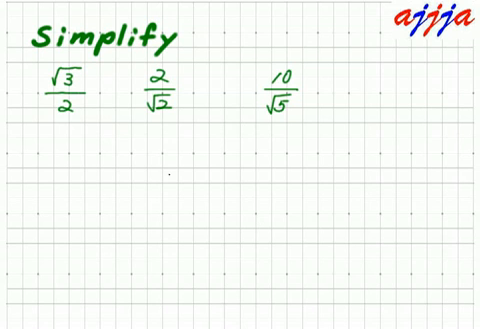Alright, simplify. On your left hand side, square root 3 over 2. Square root 3. What kind of a number is this? That's right, that's an irrational number. Irrational. Not rational.